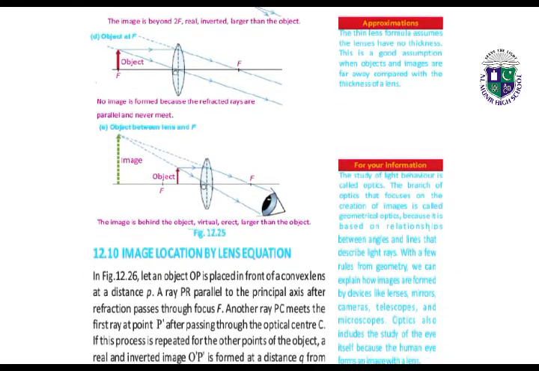Next, part D, if the object is at point F, no image is formed because the reflected rays are parallel and never meet. And if we place the object between the lens and F, the image is behind the object. So the image you see will be behind the object, virtual, erect, and larger than the object.